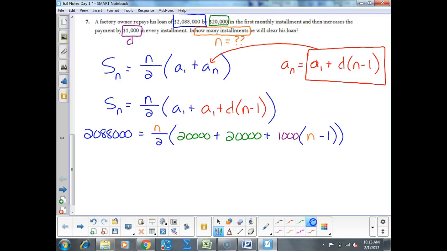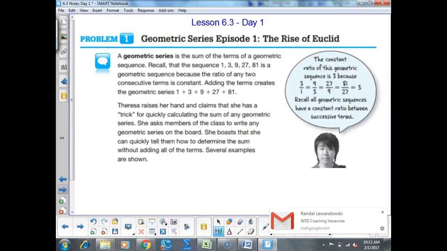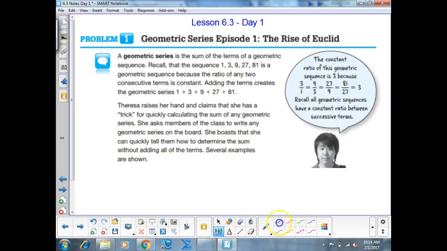So, we are out of the textbook today, and the textbook page is 488. We start on page 488.